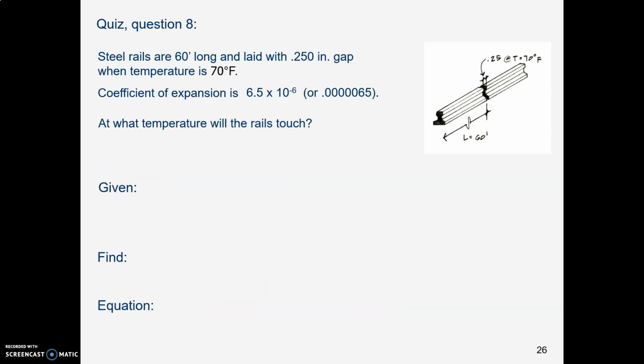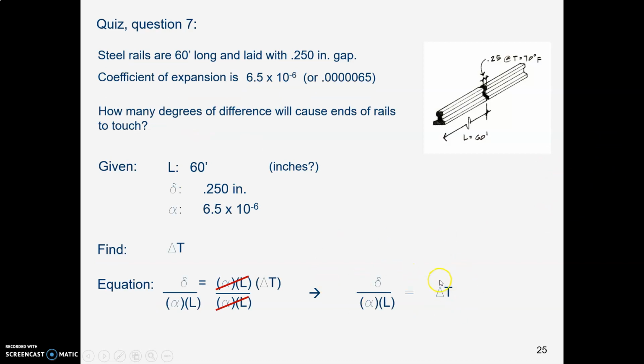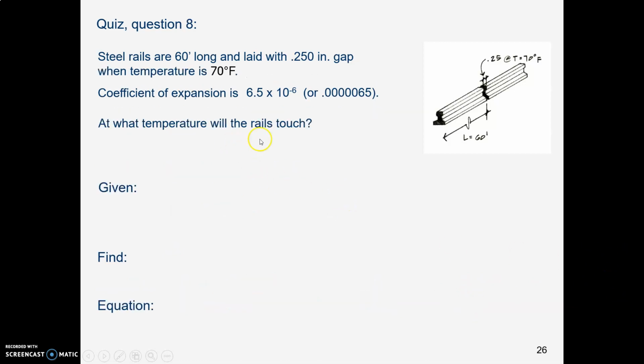Last question is related to the previous question. So they're laid with a 1/4 inch gap when the temperature is 70 degrees Fahrenheit. At what temperature will the rails touch? Now in the previous question, you figured out how many degrees of difference that was. And I think, if I remember right, I should have written this down, I think you found 53.42 degrees. The question is, at what temperature will the rails touch when you're looking at the thermometer?